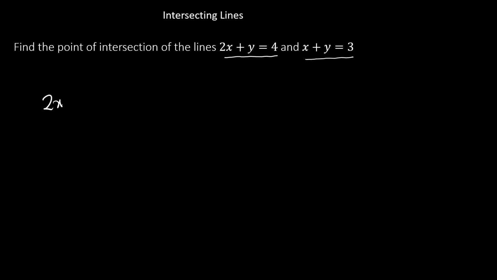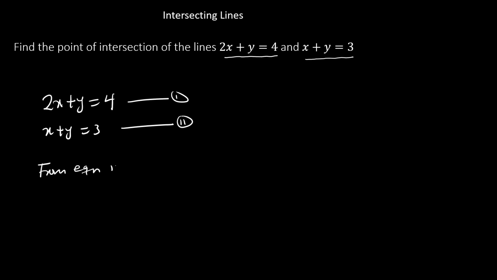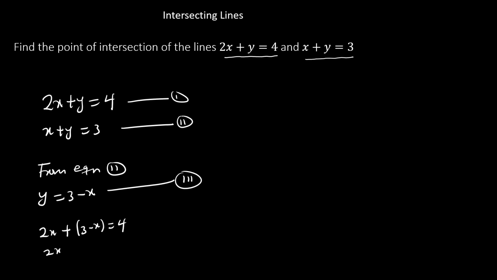The first equation is 2x plus y equals 4. This is equation 1. And the second equation, x plus y equals 3, is equation 2. From equation 2, we can have that y equals 3 minus x. Let's name this equation 3. Then if we substitute y to be 3 minus x in equation 1, we have 2x plus 3 minus x equals 4. And this is 2x minus x equal to 4 minus 3. And then we have x equal to 1.